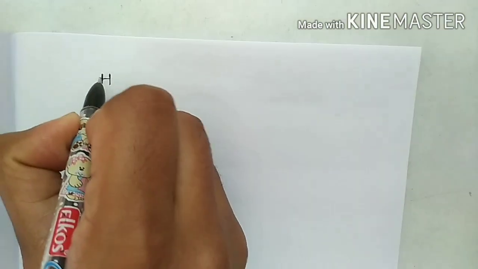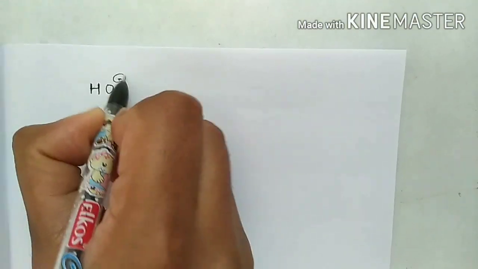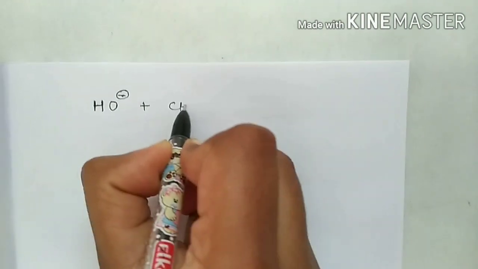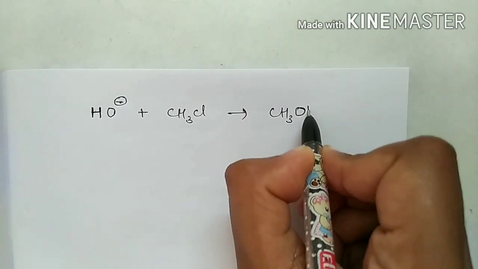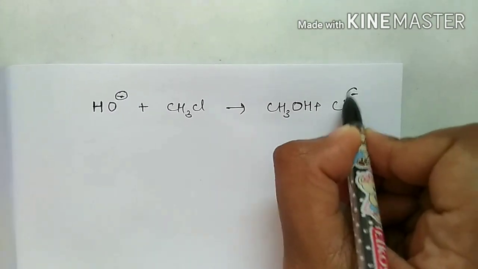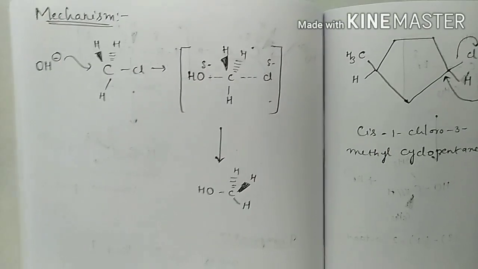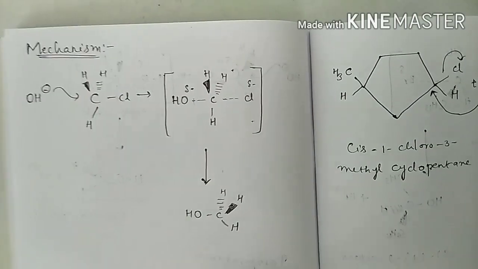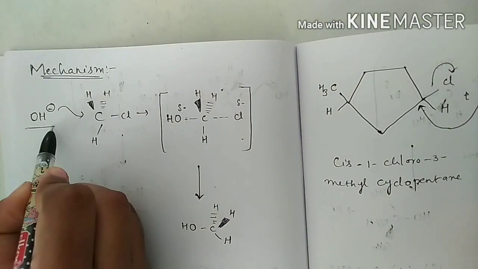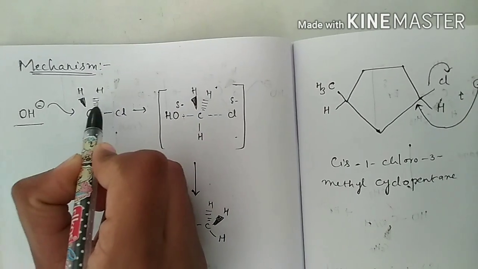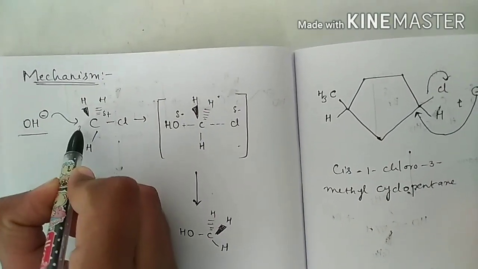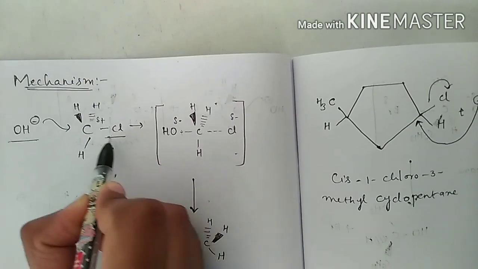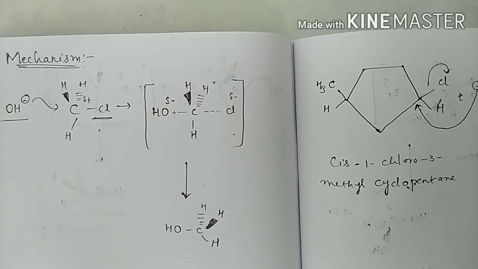So let us take an example of this SN2 type reaction. Hydroxide ion, when it reacts with methyl chloride, gives methyl alcohol plus chloride ion. Now let us look at the mechanism of the reaction. Here the negatively charged hydroxide ion attacks the partially positively charged carbon atom from the back side with respect to the leaving group, that is chlorine here.